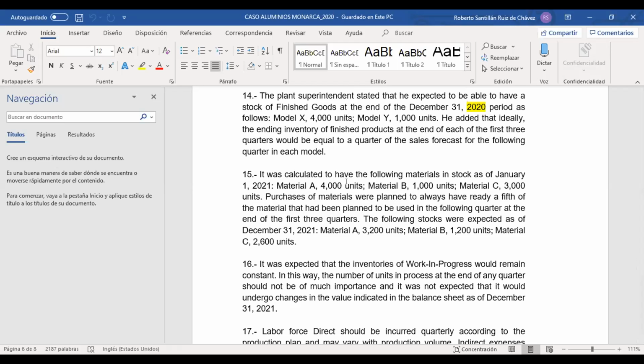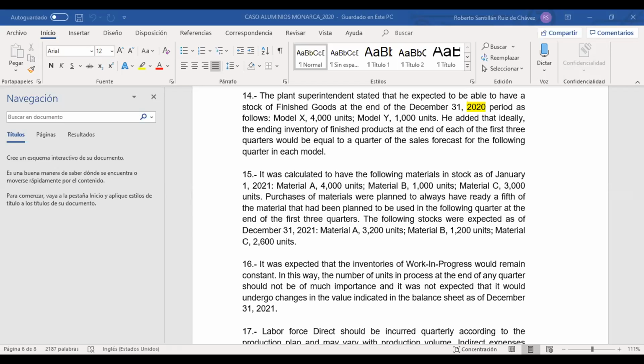It's what Roberto is saying. It's the same process you follow in the production budget. Well, the 4,000 is the initial inventory, not the ending inventory.